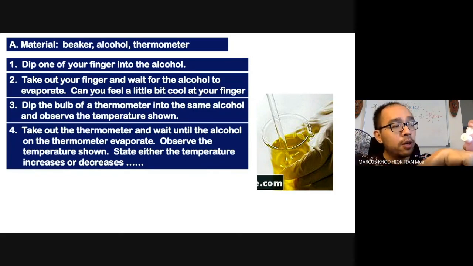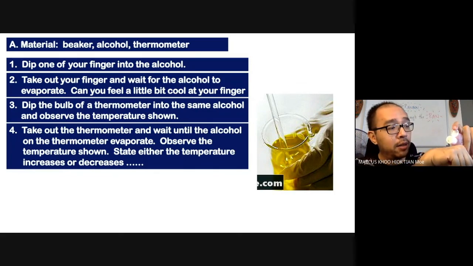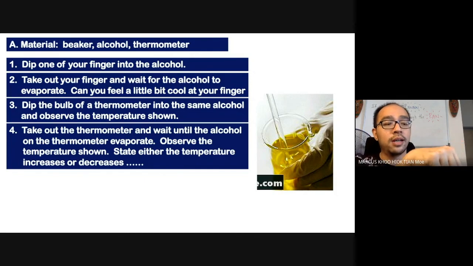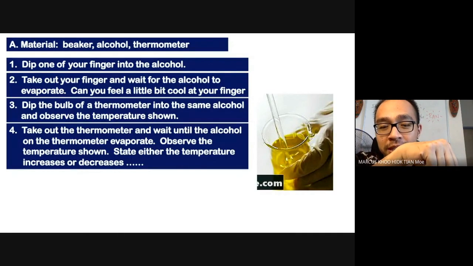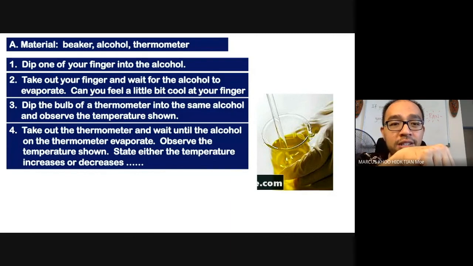If I put a few drops of this alcohol onto my hand, when the drops fall on my hand, I immediately feel a cool sensation. Can you feel a little bit of cool at your hand? Yeah, I can feel the cool at my hand. Sorry, I'm doing this shocking myself. But you can try this.